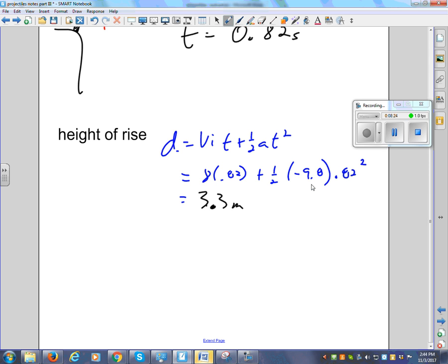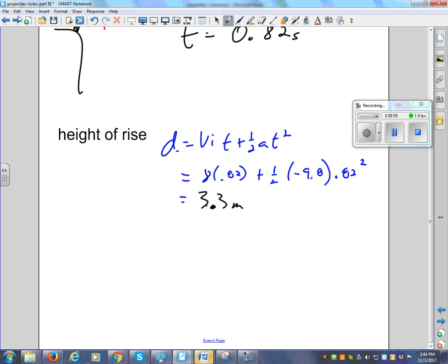Just 8 times 0.82 minus 0.5 times 9.8 times 0.82 squared equals. I'll have to come by and show you individually. Okay, I got it. Thank you. You would have got 3.3. I got like 2.4. I'll come by and I'll help.